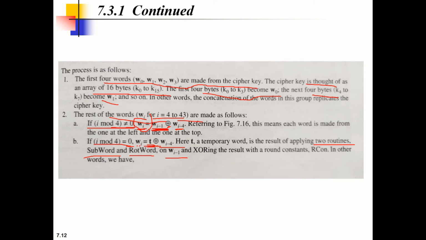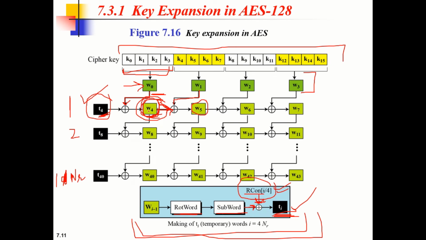So we have to take the previous word, okay? So if we are calculating the value for W4, then we have to perform the operation on W3, this rotation and substitution, and then XORing with the round constant, right? So this is how we perform this key expansion operation.